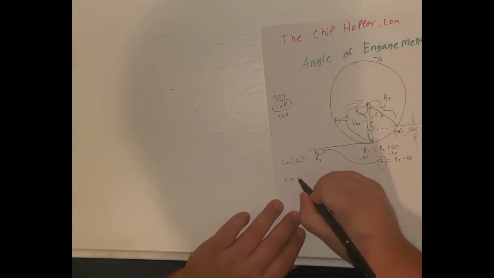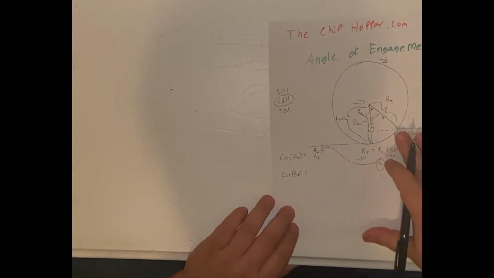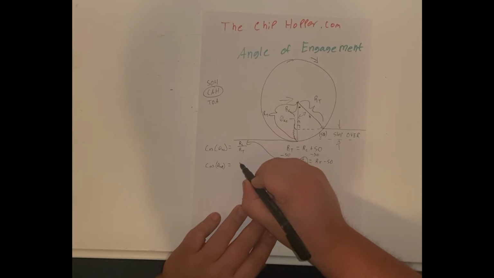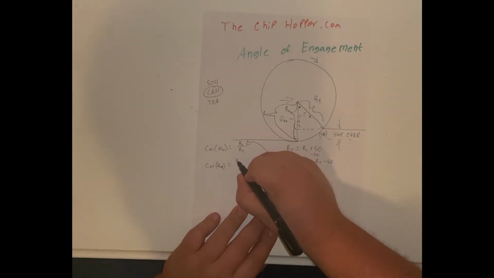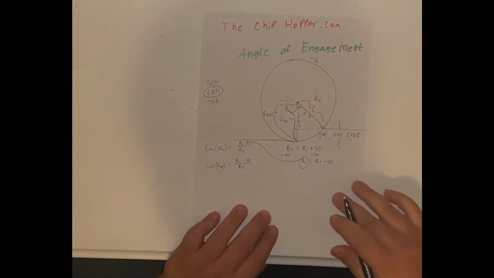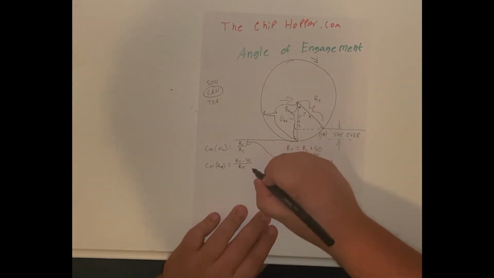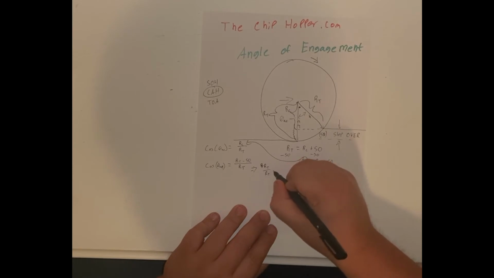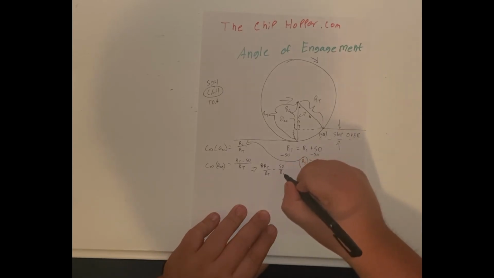So the cosine of theta AE equals, I keep a bad habit of tilting the paper, sorry, and maybe being off center. And plug this in, so we have RT minus SO over RT. Now we can simplify this a little bit by separating the common denominator in this fraction. So if we do RT over RT minus SO over RT.